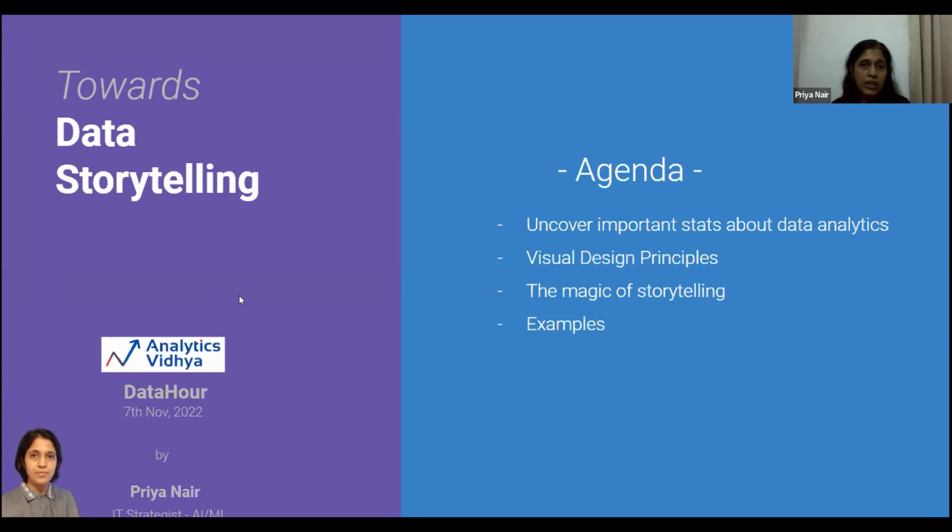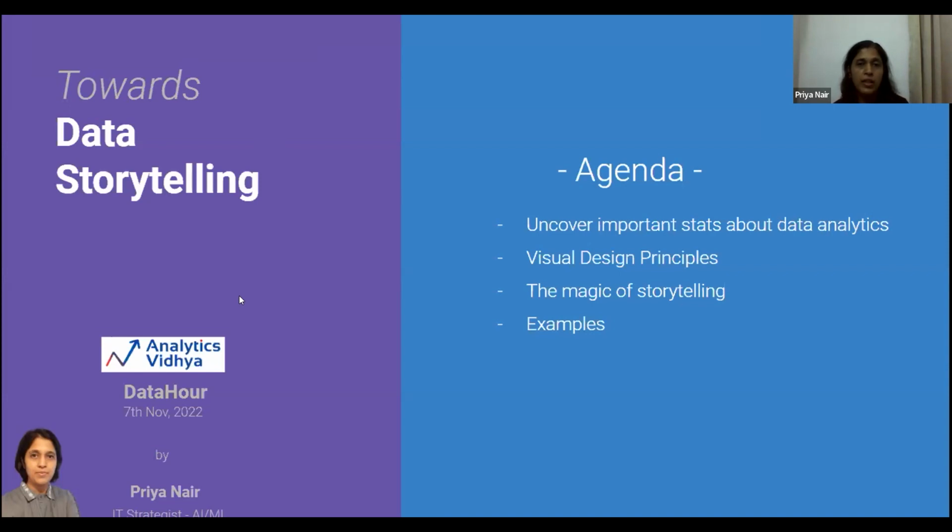So you have to understand some of the basic concepts related to visual design, and then we will move towards the storytelling concepts. We will look into what concepts we have to understand to convert our data analytics visuals into compelling stories, and then look into the applications of these, going through some of the examples that I have put across.